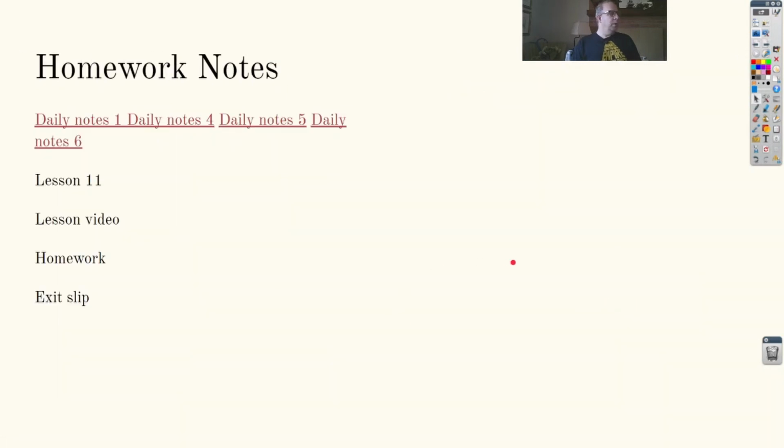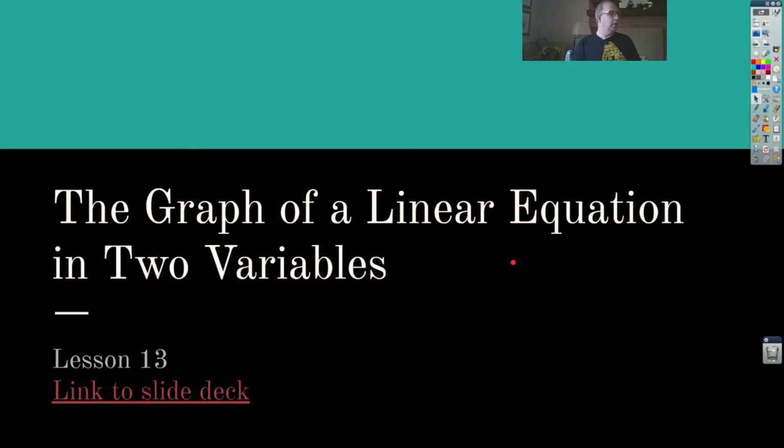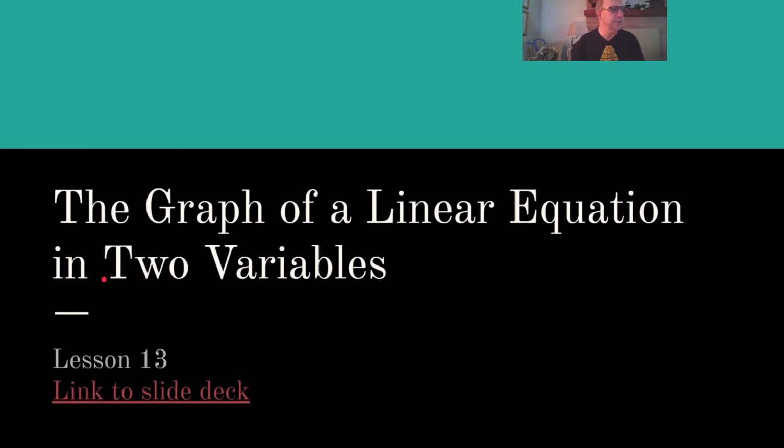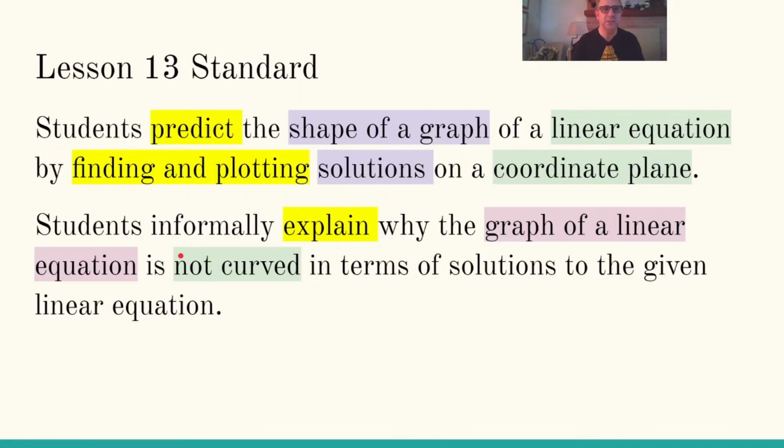All right, homework. Go ahead and get to work, and let's get on to lesson 14. Lesson 13, graphs of linear equations in 2 variables. So we learned last time that we could graph, and now this time we learn we can predict the shape of a graph of a linear equation, which will be a straight line, by finding and plotting the solutions on a coordinate plane. Students, informally explain why the graph of a linear equation is not curved.